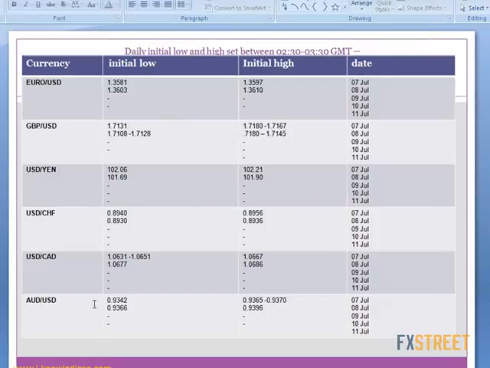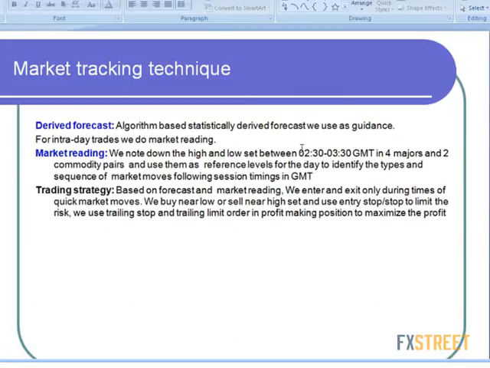So in the market reading, what we do is note down the initial lows and the highs in 4 major simple commodity pairs, and then we try to identify what type of moves they intend to do. And they are just making, in all the currencies, the intentional move, a slow move.